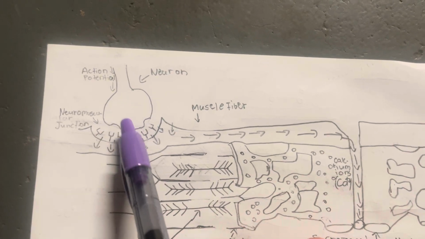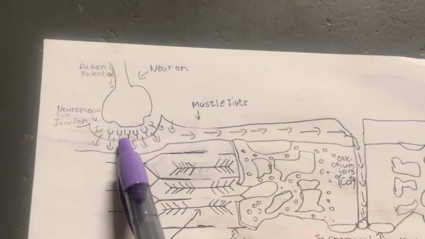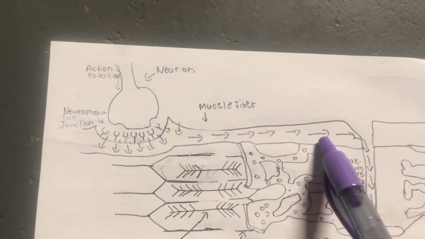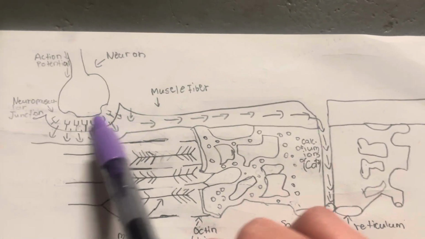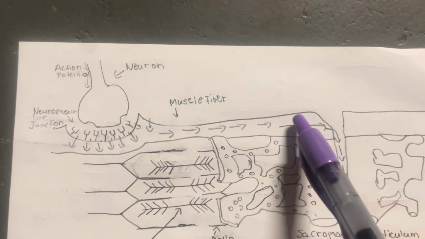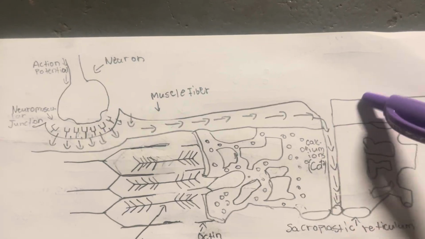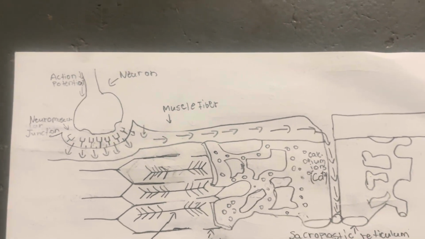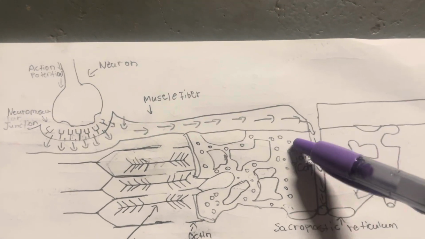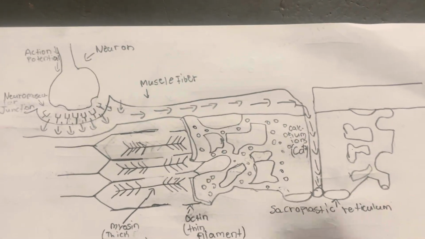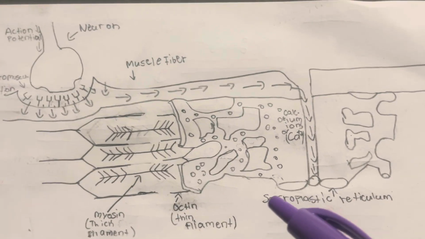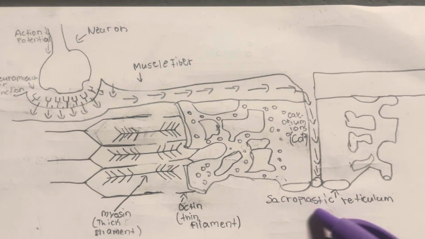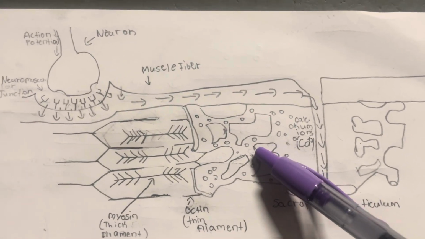gets to the neuron and connects to the muscle fiber, it is going to travel through the sarcolemma, which is this right here, and down the transverse T-tubules, which is this right here. The transverse T-tubules are deep inside the muscle fiber. The transverse T-tubules are then going to interact with the sarcoplasmic reticulum, which is this right here.